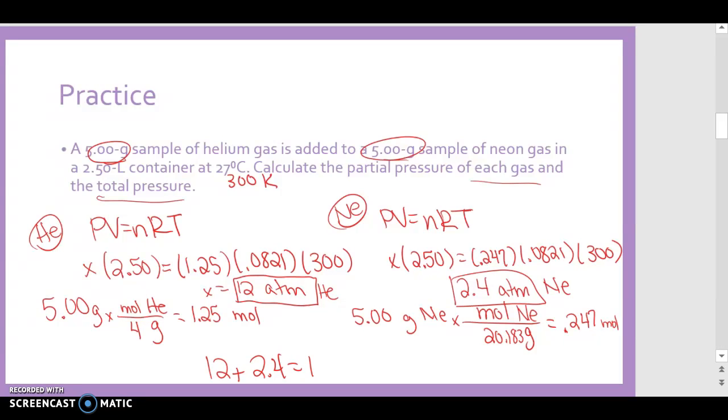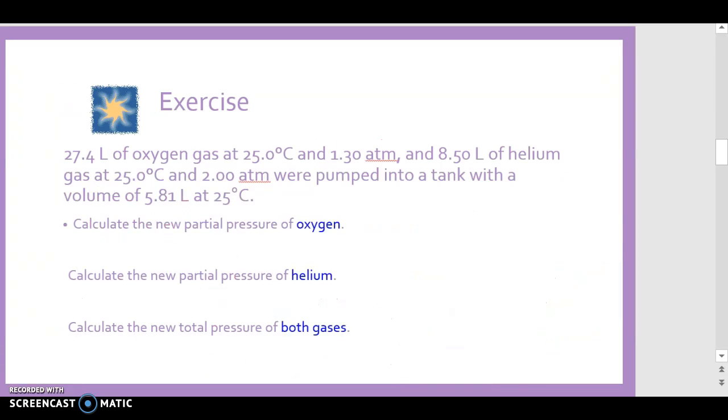So we get 14.4. Sig figs, we care about past the decimal. Remember, you go with least past the decimal when you're adding or subtracting. So we should only have none past the decimal. So 14 ATM would be the total. Hopefully that one made sense.